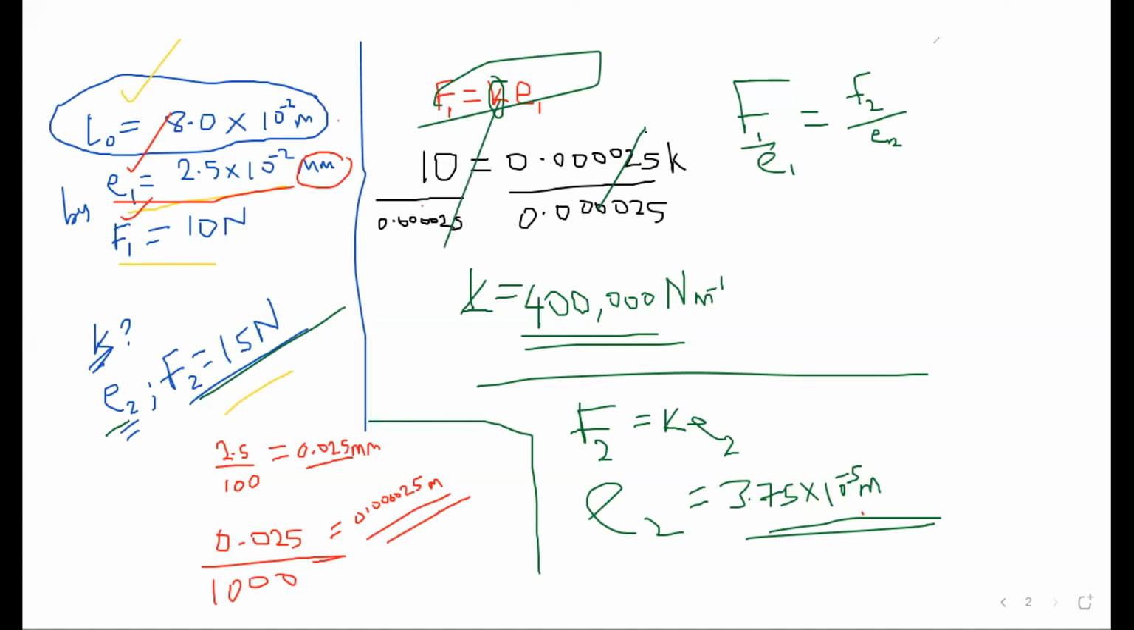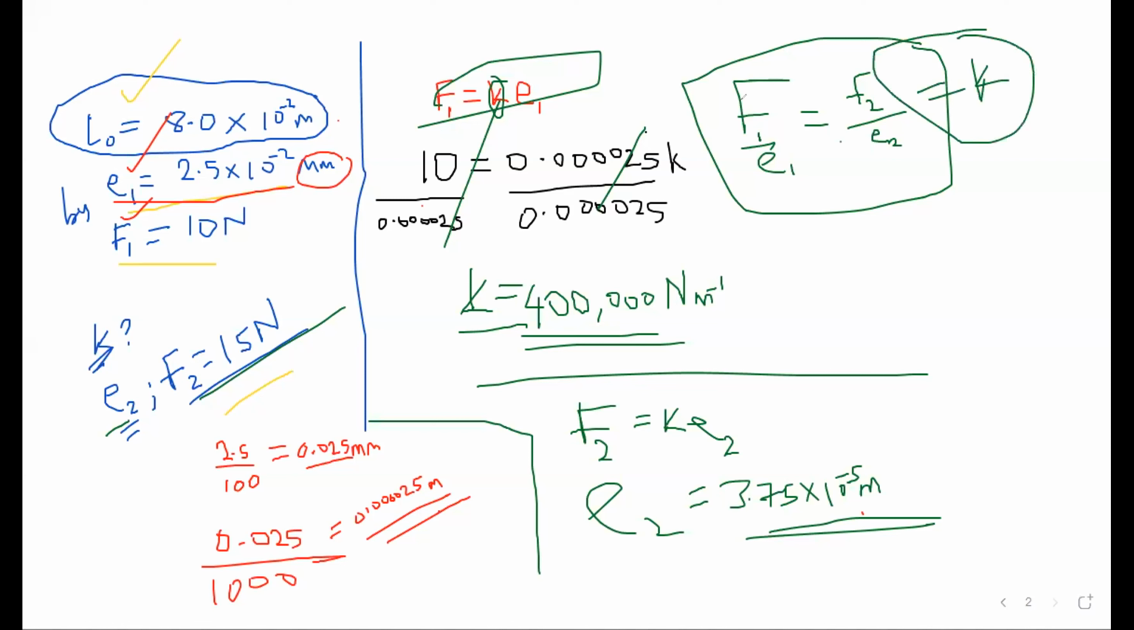So what this statement means is that if they have not asked you to get the K, and they ask you for the extension for the second force, you don't need to get K first. You just need to write F1 out of E1 is equal to F2 out of E2, because all of them will be equal to a constant. So you don't need to get this constant. You just need to substitute for F1, E1, F2 and E2 to get your answer.